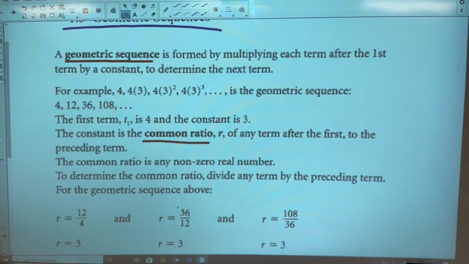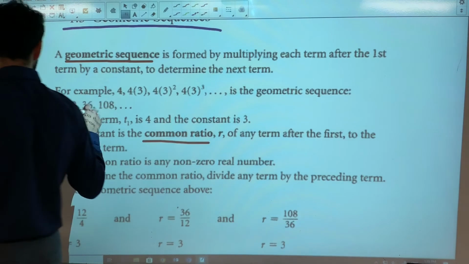So arithmetic is when you had a common difference. The big difference when you have a geometric sequence is you have what's called a common ratio. I'm looking for those words. There it is. Already underlined. You have a common ratio. So here's a geometric sequence.